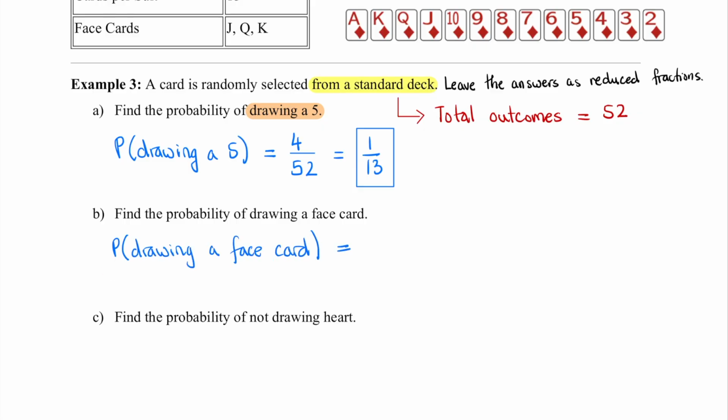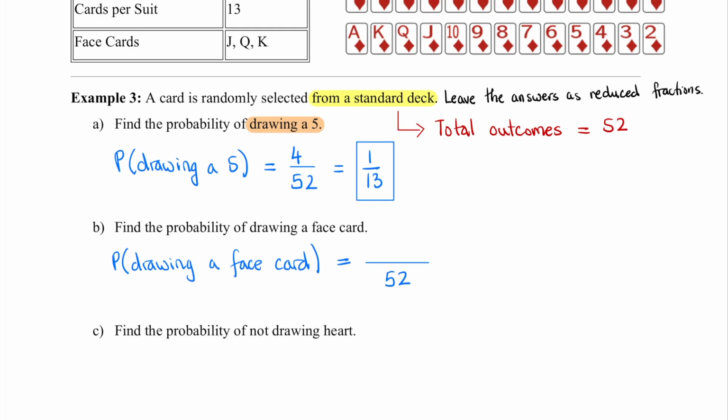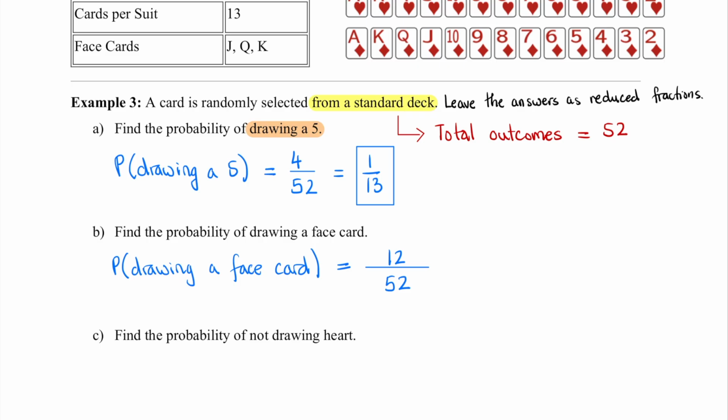I use the same formula. The probability equals the number of favorable outcomes divided by the total number of outcomes. In this case, the total number of outcomes is 52, and the number of favorable outcomes is the number of face cards, which is 12. The probability of drawing a face card is 12 over 52.